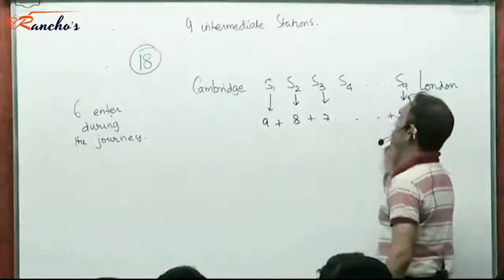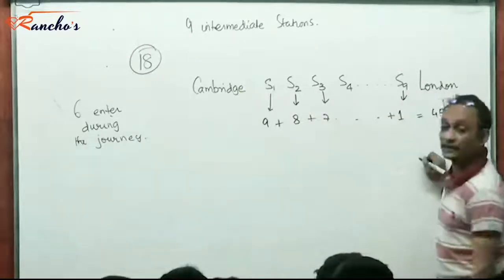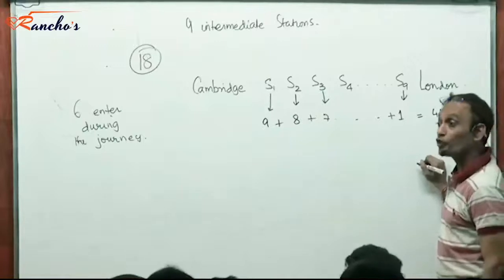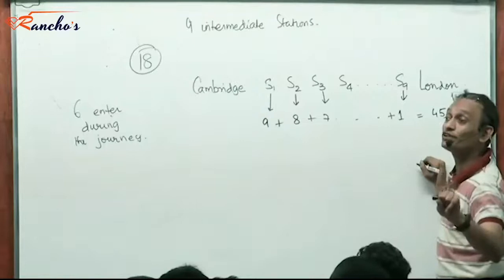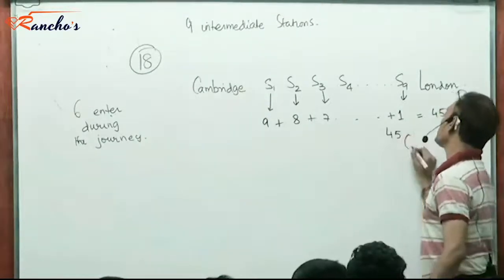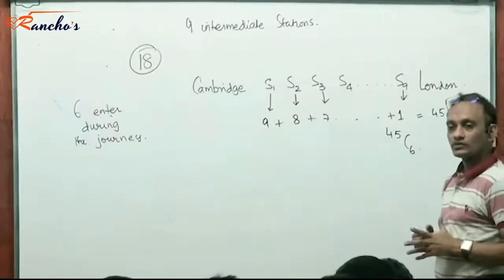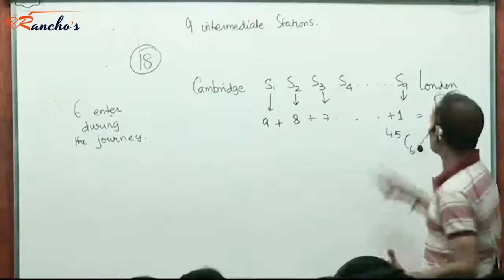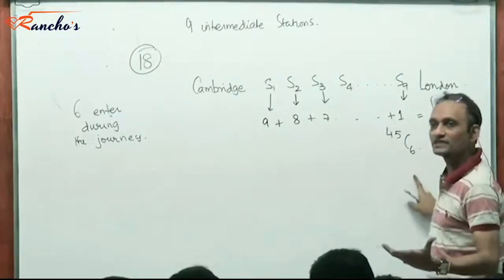So how many different tickets in all? 1 plus 2 plus 3 up to 9. That makes it 45, 9 into 10 by 2. 45 different tickets are there, from which you need to select 6. So that makes it 45 C6. 6 people with different tickets means from these 45, there are 6 different tickets to be selected. So 45 C6, right?